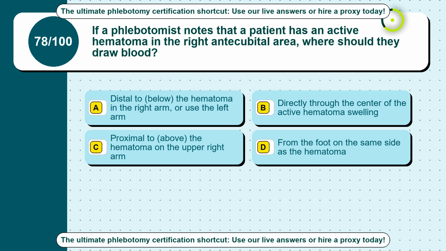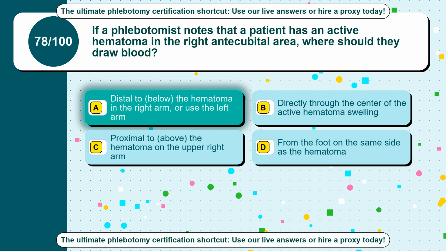Option A, distal to, below, the hematoma in the right arm, or use the left arm. Option B, directly through the center of the active hematoma swelling. Option C, proximal to, above, the hematoma on the upper right arm. Option D, from the foot on the same side as the hematoma.